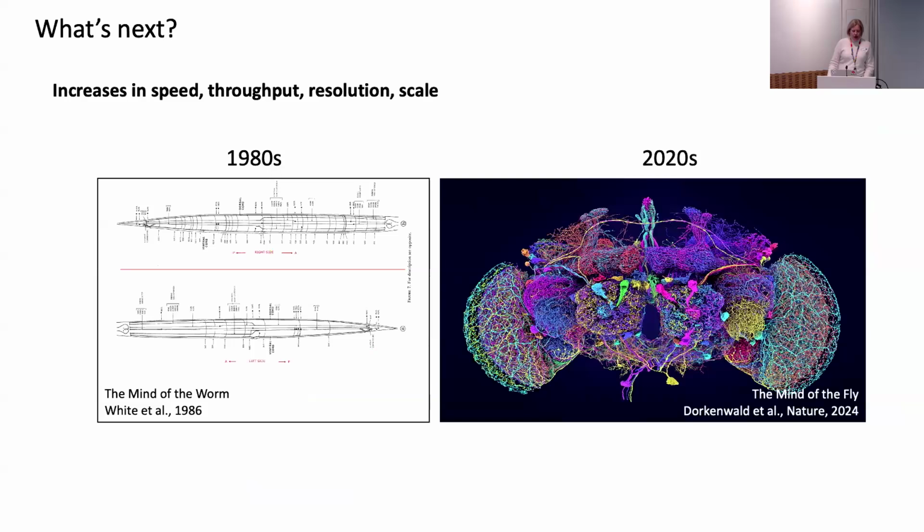So what's next? We are bound to see increases in speed, throughput, resolution, and scale in volume electron microscopy. In the 1980s, we were looking at the mind of the worm. So that's 1 millimeter long by around 100 microns in diameter. In the 2020s, we're looking at the mind of the fly. So 40 years later, and we have people here who are intimately involved in those publications and in that process, and they can tell you more.